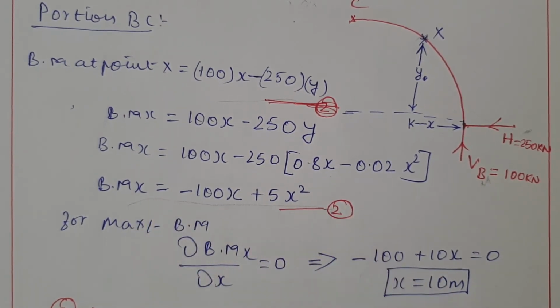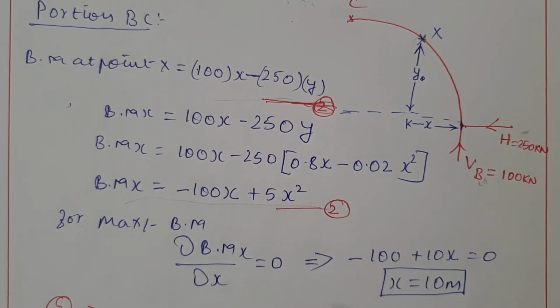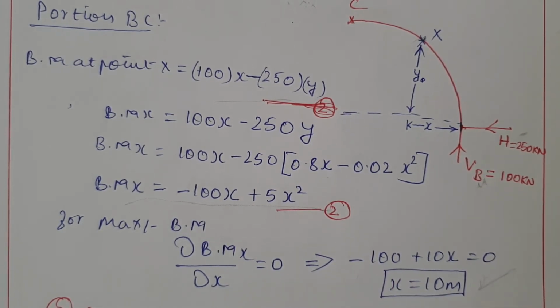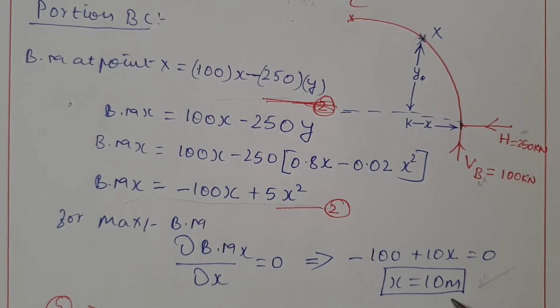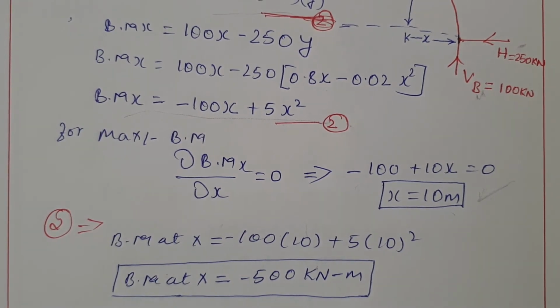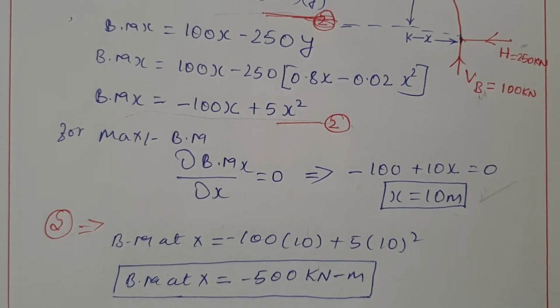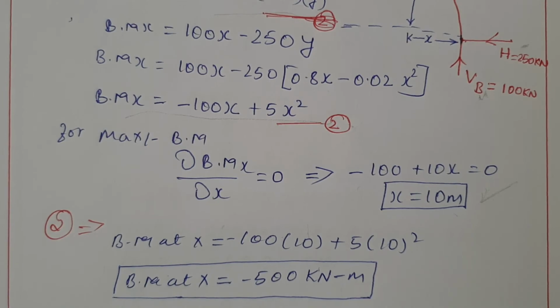So this is the equation we got for the bending moment. I am differentiating this partially with respect to X, setting it equal to 0. Then you can easily find the X value, that is 10 meter. Substitute the 10 meter in the above equation 2, and you can easily find the bending moment. It is negative, which indicates a negative bending moment. So you found positive bending moment 500, and negative also 500 kilonewton meter. Now we have to draw the bending moment diagram.